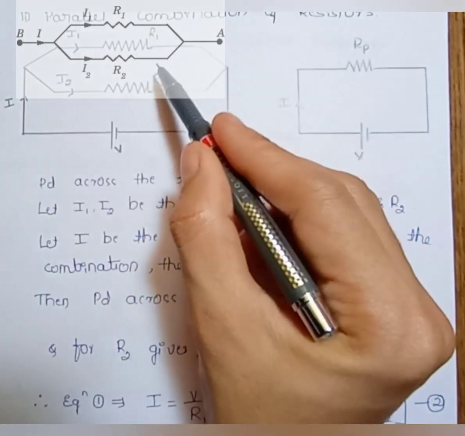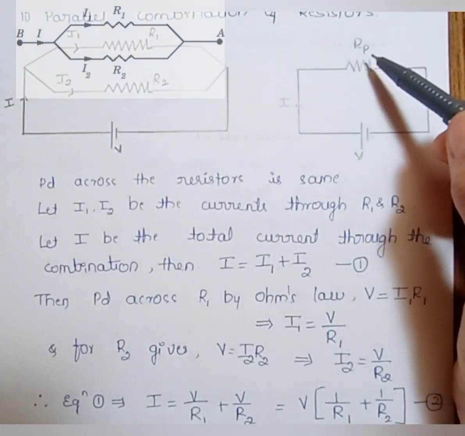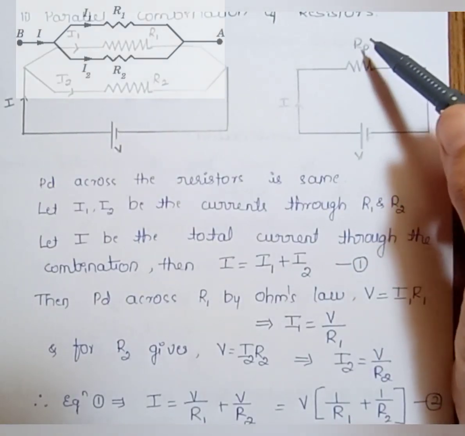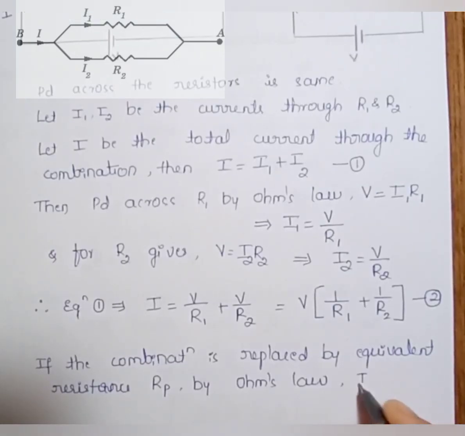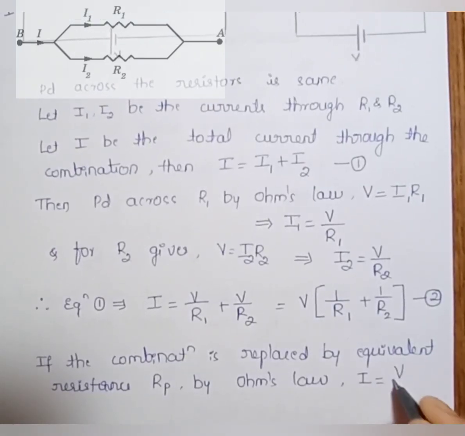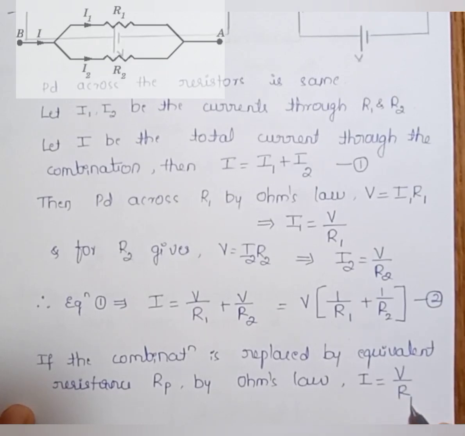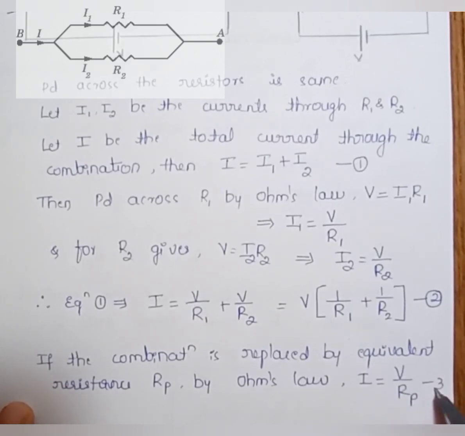If the combination is replaced by the equivalent resistance Rp, then by Ohm's law, I can be written as V divided by Rp. Equation 3.